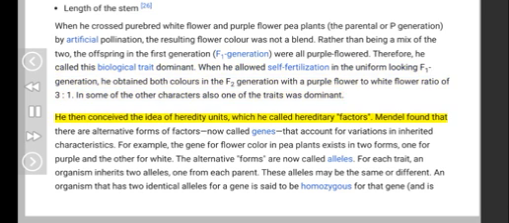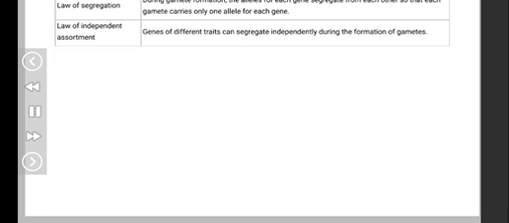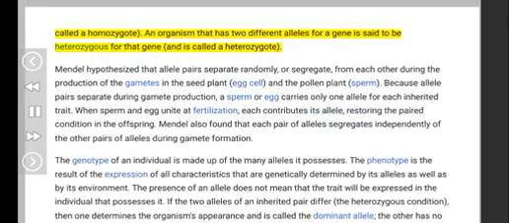He then conceived the idea of heredity units, which he called hereditary factors. But there are alternative forms of factors, now called genes, that account for variations in inherited characteristics. For example, the gene for flower color in pea plants exists in two forms, one for purple and the other for white. The alternative forms are now called alleles. For each trait, an organism inherits two alleles, one from each parent. These alleles may be the same or different. An organism that has two identical alleles for a gene is said to be homozygous for that gene and is called a homozygote. An organism that has two different alleles for a gene is said to be heterozygous for that gene and is called a heterozygote.